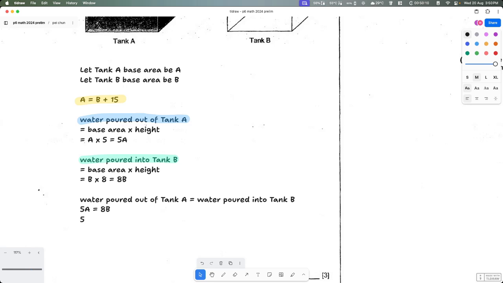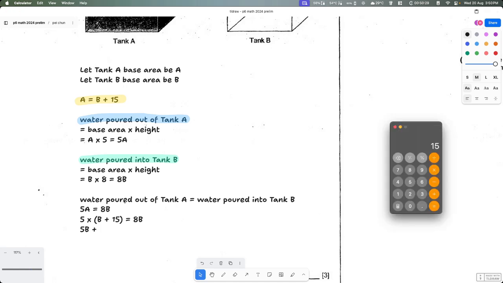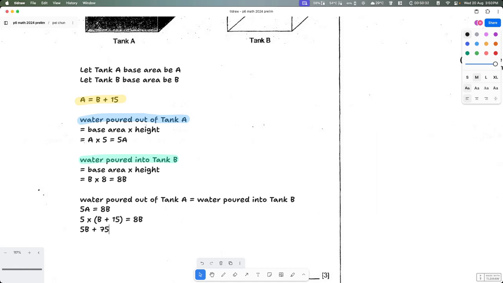So 5 times bracket B plus 15 is equal to 8B. So this will become 5B plus 15 times 5. We can use the calculator to see what's 15 times 5. It's 75, and this will become 8B. So 8B minus 5B is equal to 75.